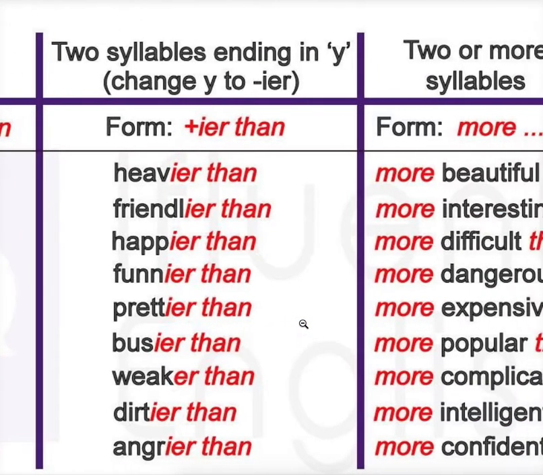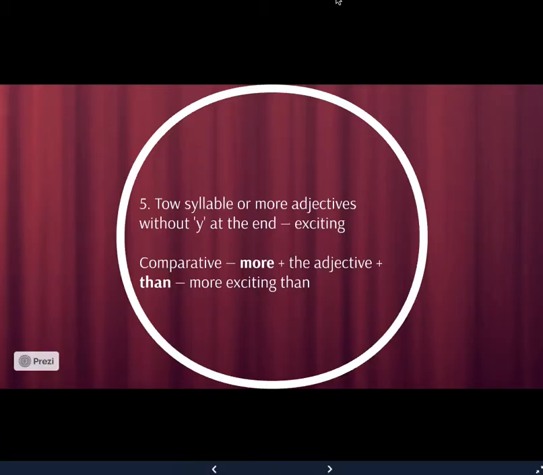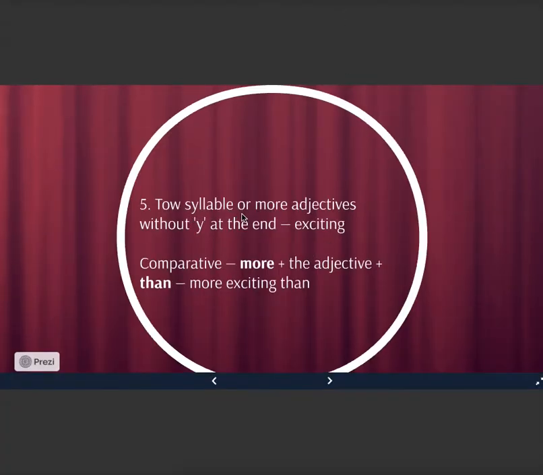And what happened with the next rule I talked to you about? This rule. Two-syllable or more adjectives without y at the end, like exciting. You just have to add more, the adjective, and the word than. More exciting than. ¿Cuántas sílabas tenemos acá? Exciting. How many syllables? Three. You have three. Very good.